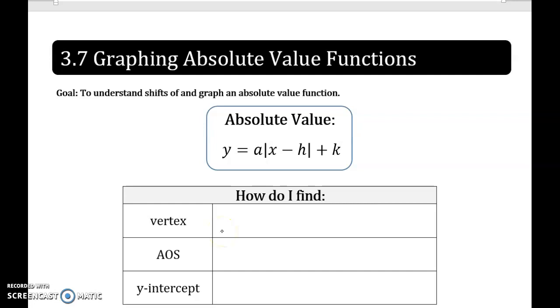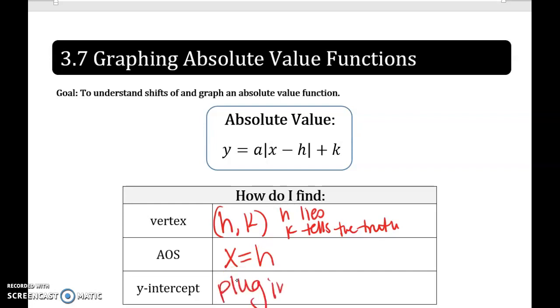So how do you find your vertex? Remember, your vertex is (h, k), just like in quadratics, where h lies and k tells the truth. Your axis of symmetry is the x-coordinate of your vertex, so it's x equals h. And then your y-intercept, just like always, plug in 0 for x and solve for y.